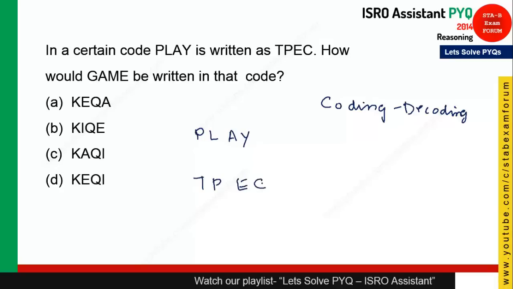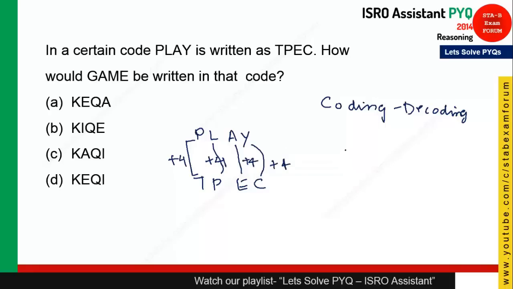Okay, so what is the relation between this? Let's find out the positional difference. P Q R S T, so there is plus 4 letters. L M N O P, again after adding plus 4 we have P. Again A B C D E, and Y Z A B C, so plus 4. So there is an increment of 4 for each letter.